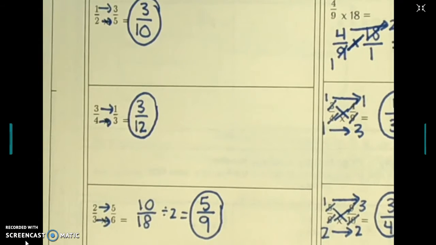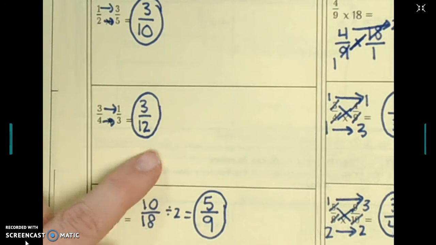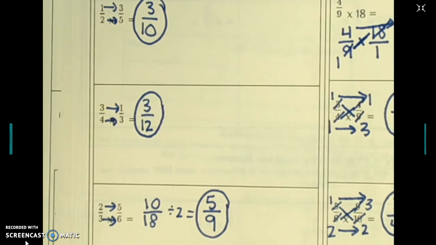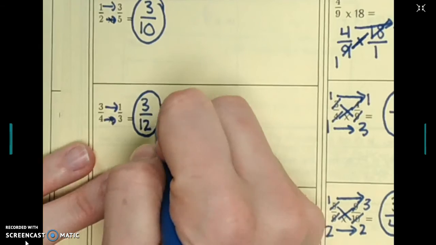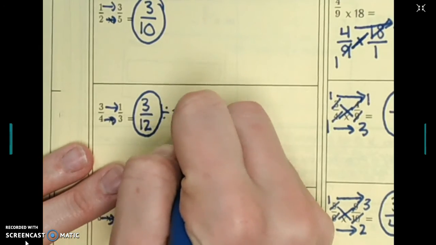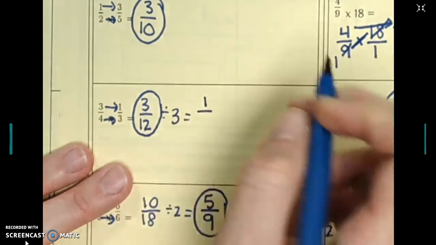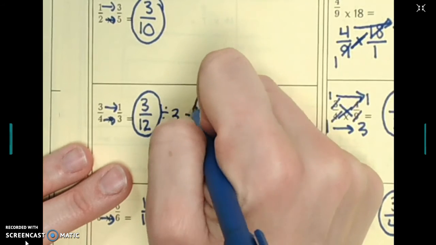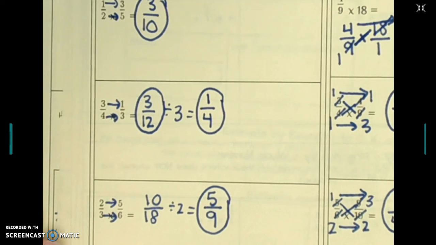Okay, so Eric pointed out to me just now that I didn't simplify this guy. So let's go back and simplify that guy. So we need to simplify by 3, and we're going to get 1 over 4. Thank you, Eric.